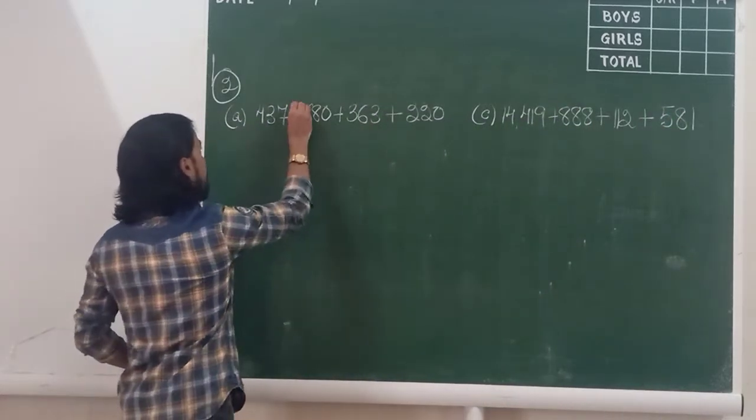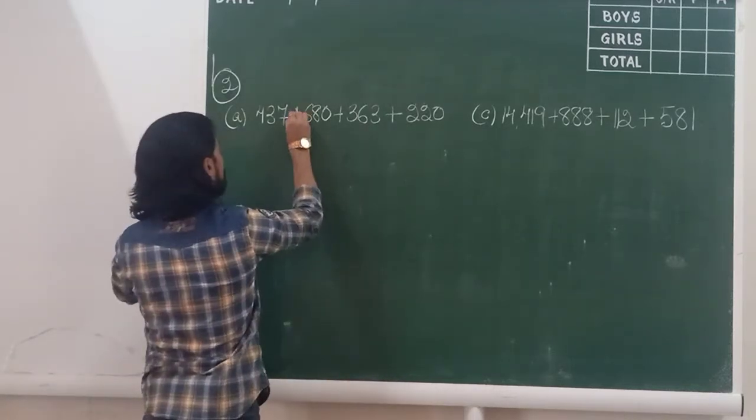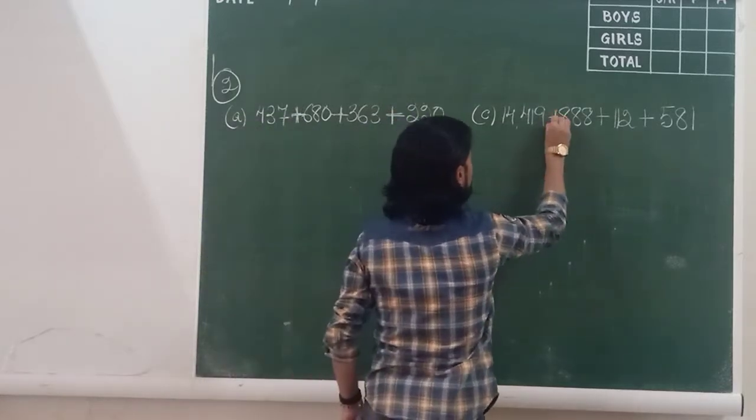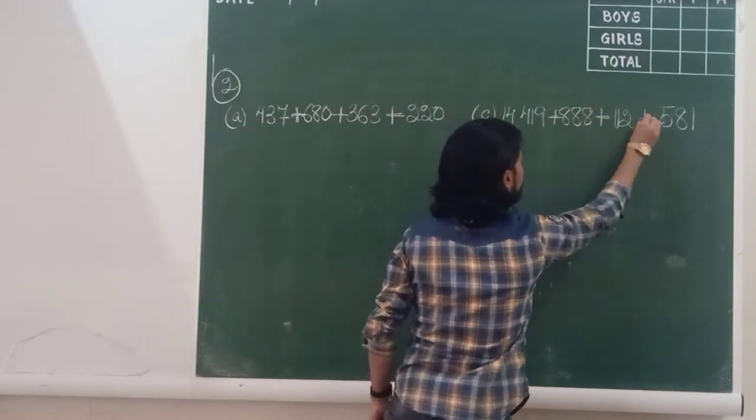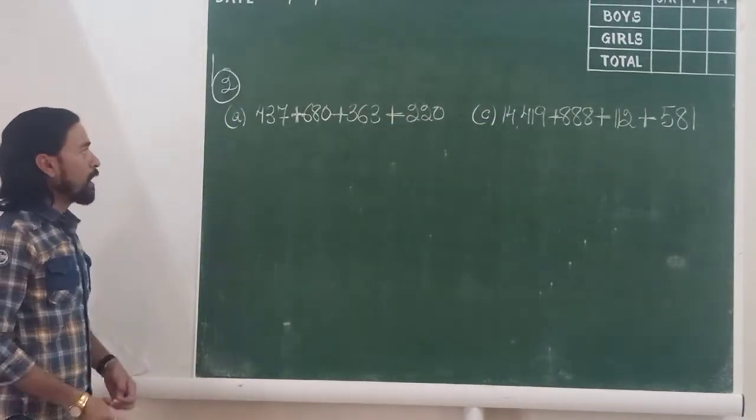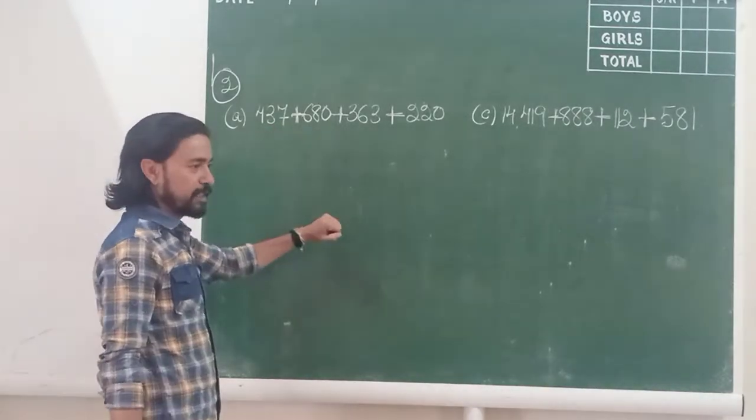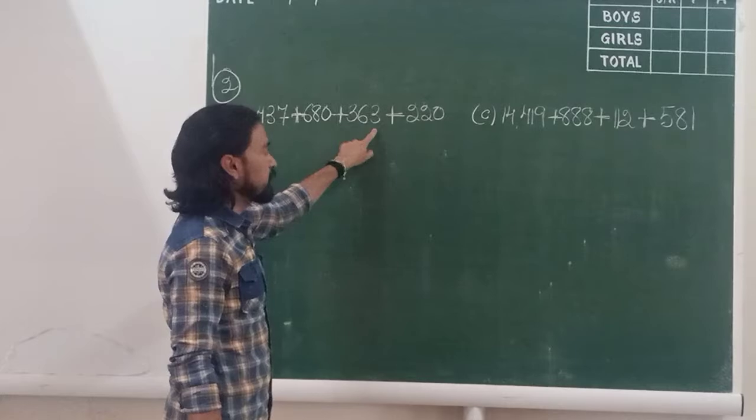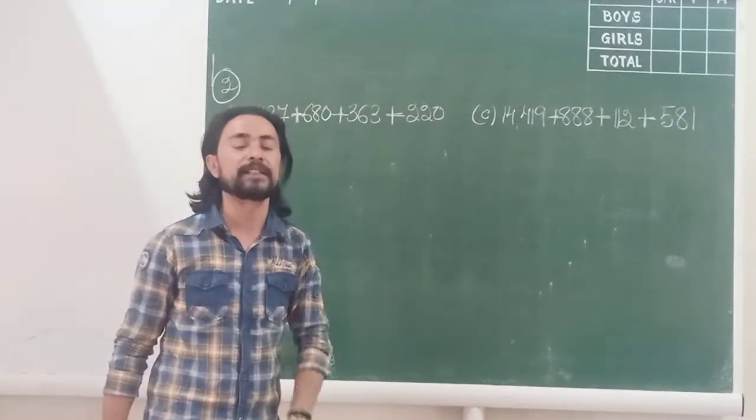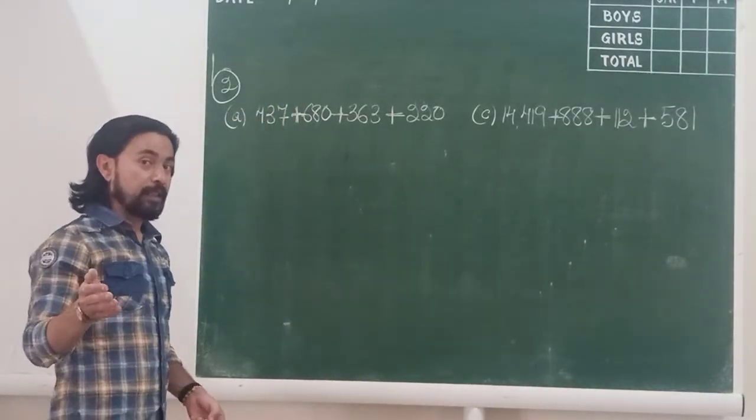Now what I need to look at, if I had to individually sit and add these numbers, it's going to take me a lot of time. Because I have to add 437 to 680, get an answer. Then add that answer to 363, get an answer. Then add that answer to 220 to get my final answer. But there is also another way, like I have told you.